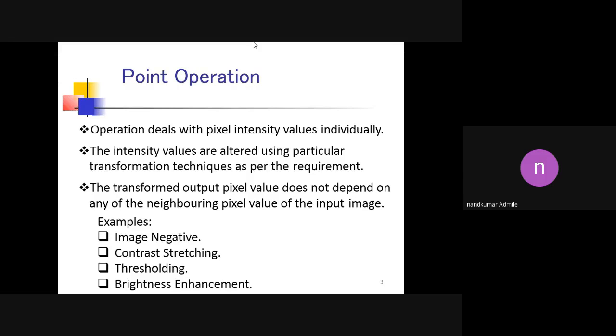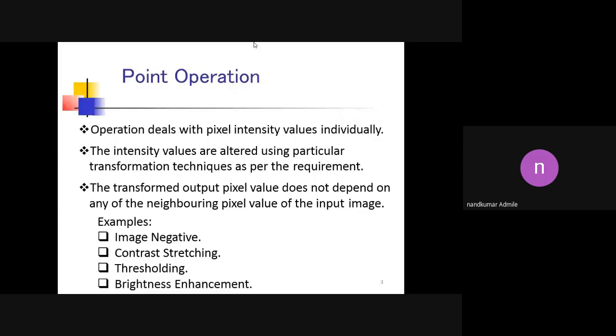Okay, so I hope everyone listens carefully. So Amit, mute yourself. Okay, so now everyone try to listen carefully. So we'll revise the various types of point processing. The basic idea of a point processing operation is that we can deal with individual pixels. That is nothing but called a pixel intensity.